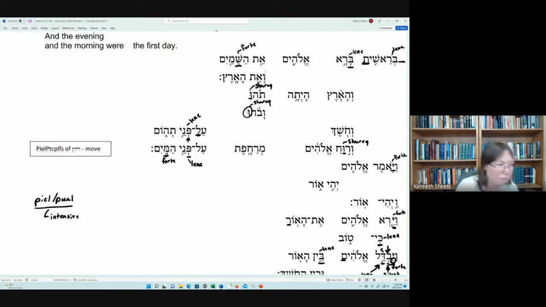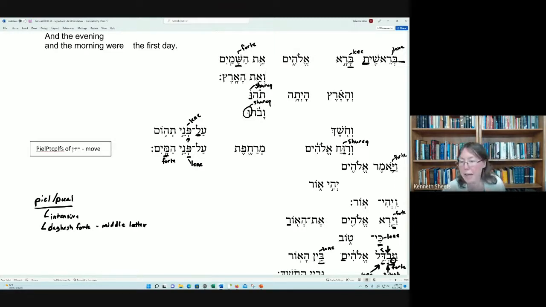And again, this is preview. We'll get into this a little bit more a little bit later. But the piel and the puel, intensive action. So there's been some sort of an intensification in the action that is involved. And one of the diagnostic features of the piel and the puel is a Dagesh forte in the middle letter. In the middle root letter.